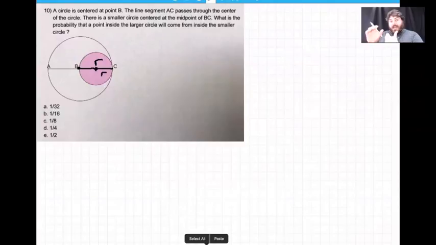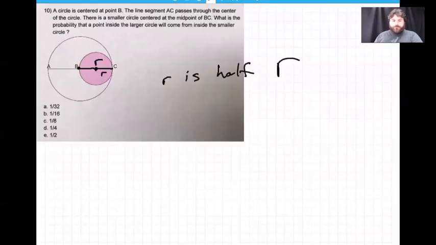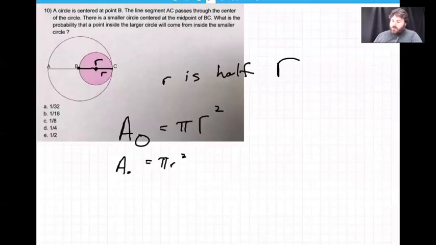If it's the midpoint, it's halfway between. So little r is half of big R, okay? That's something that's going to be important here. So big R, we don't even know what it is, but the area of the big circle is going to be pi times big R squared. The area of the little circle is going to be pi times little r squared, okay?